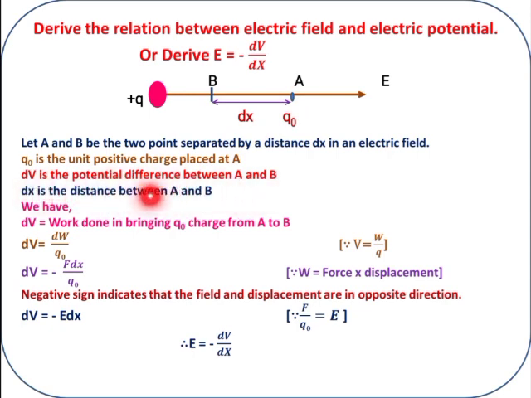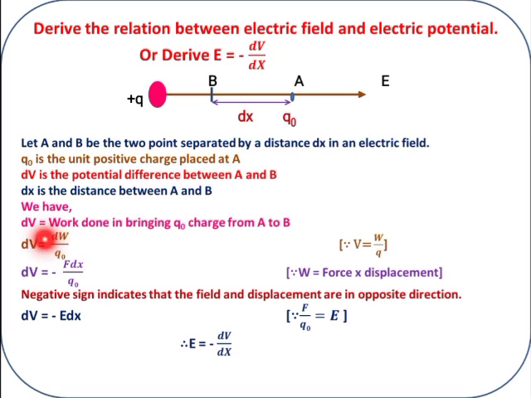What is potential difference? We discussed already in the previous videos. dx is the distance between A and B. So this notation means the distance between A and B. Now dV is equal to the work done in bringing Q naught charge from A to B. This expression also we discussed in the previous videos. Please go through the previous videos.